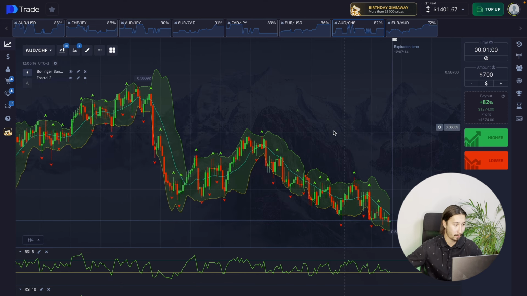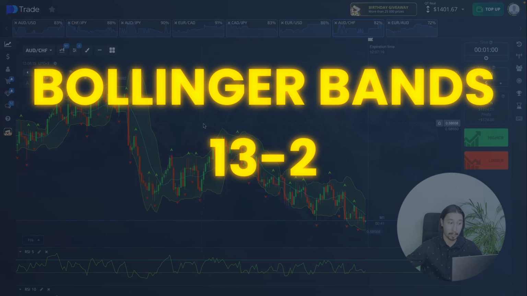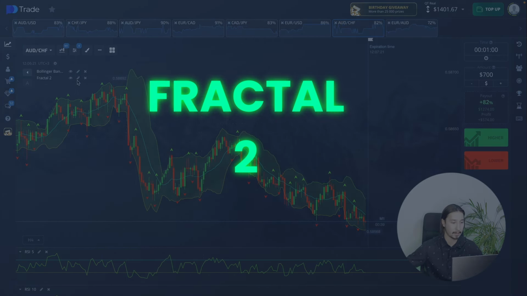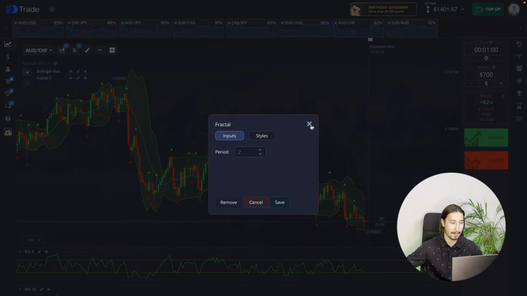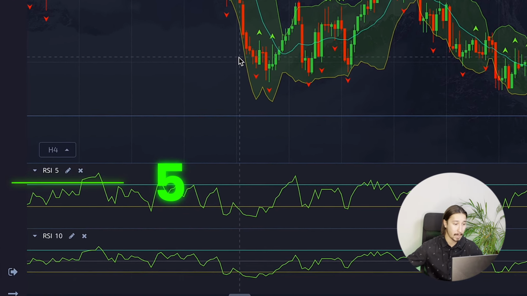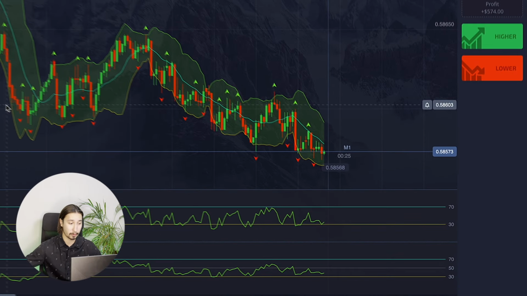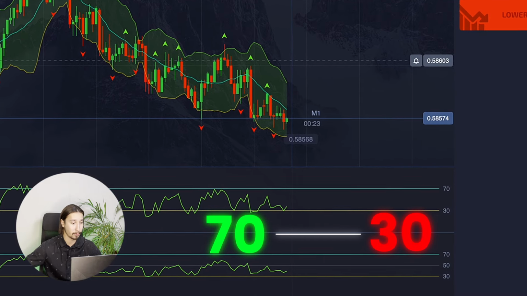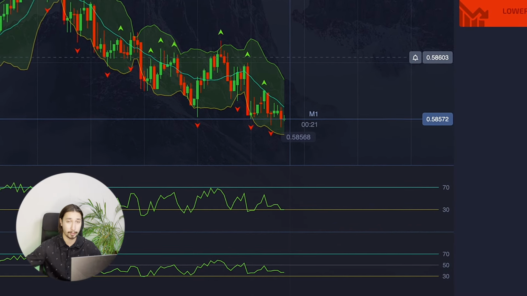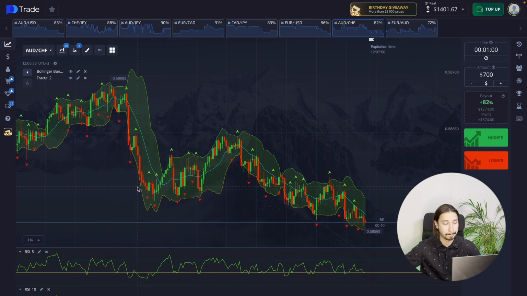And in today's trading, the following indicators will be included: Bollinger Band with a period of 13 and deviation of 2, a fractal with default settings, namely with a period of 2, and two RSI oscillators, right? The first one will have a period of 5, and the second one will have a period of 10. So we leave the overbought and oversold areas at 17 and 30, also by default. Today we will focus on intra-channel movement and also pay attention to the formation of the local maximums and minimums. And also watch for the oversold and overbought areas too.